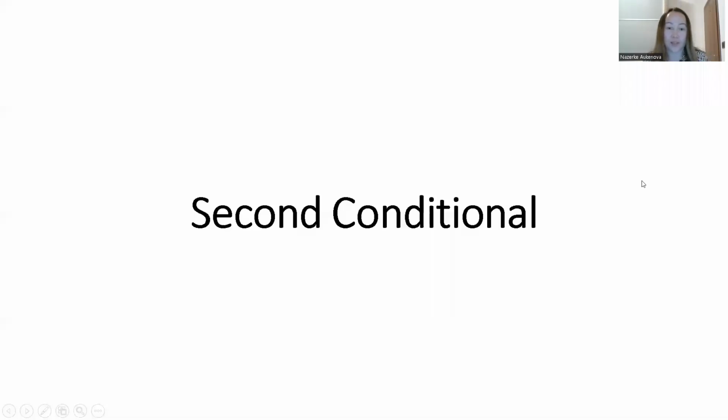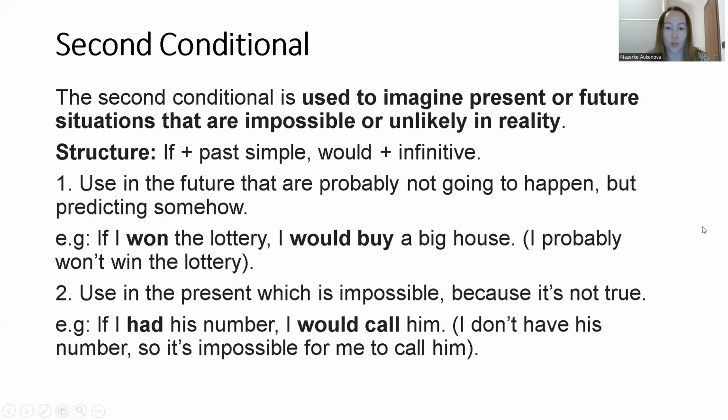Hi everyone, in this lesson I'm going to explain about the second conditional. The second conditional is used to imagine present or future situations that are impossible or unlikely in reality. It means that we just imagine in the present or future, but these things cannot happen. So the probability is unlikely. We have to follow this structure to make the sentence correctly: if plus past simple, and then would plus infinitive.